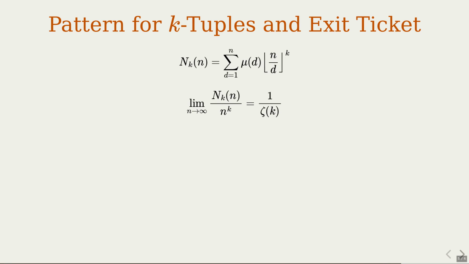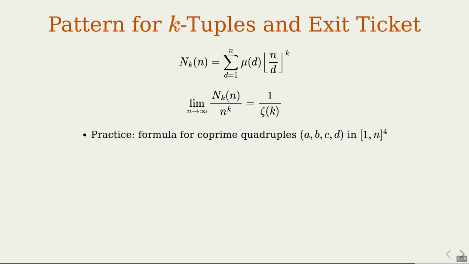This limit says that for large n, the fraction of all k-tuples that are coprime tends to 1 divided by zeta of k. So for triples, the density is 1 over zeta of 3, and for pairs, it is 1 over zeta of 2. As a quick check, try to write down the expression that counts coprime quadruples with entries between 1 and n. It should be the same summation as before, but with a fourth power instead of a cube. Exactly. You sum mu of d times the fourth power of the number of multiples of d between 1 and n, one term for each positive d.